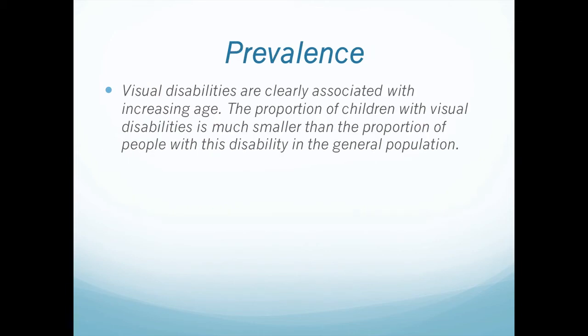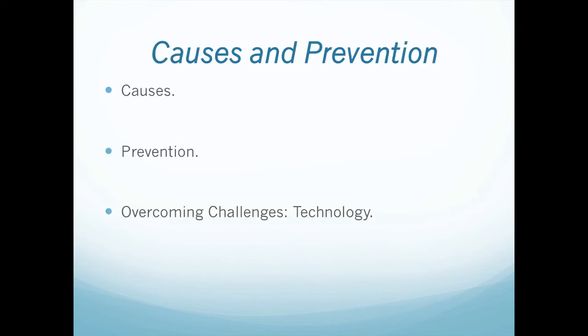Prevalence. Visual disabilities are clearly associated with increasing age. The proportion of children with disabilities is much smaller than the proportion of people with this disability in the general population.